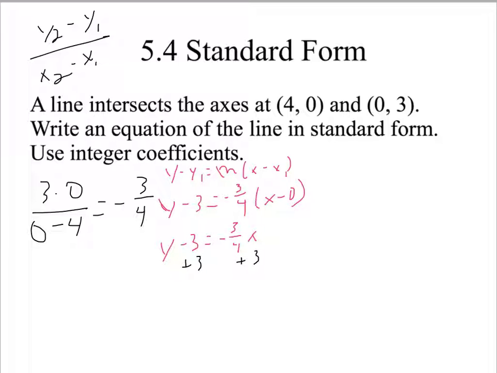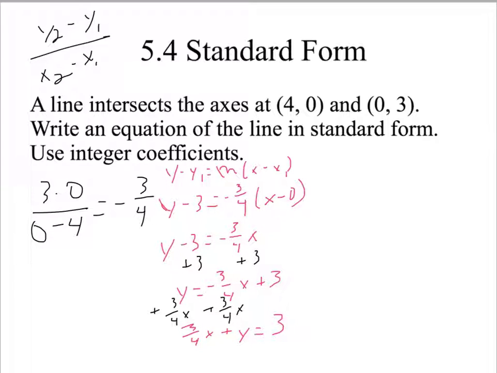And I now have y equals negative 3/4 x plus 3. Okay, I'm now in my slope-intercept form. I need to put it into standard form. So I'm going to bring my x's and y's together, add 3/4 x. Okay, and I end up with 3/4 x plus y equals 3.